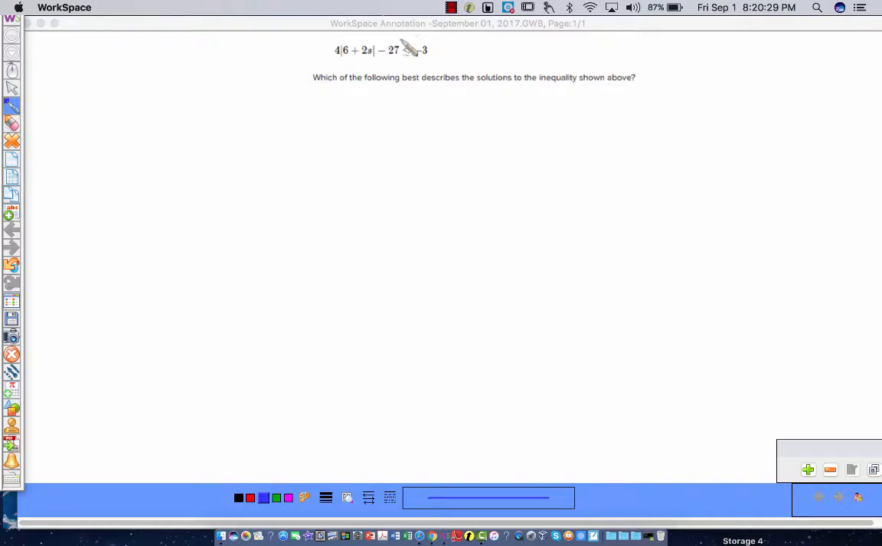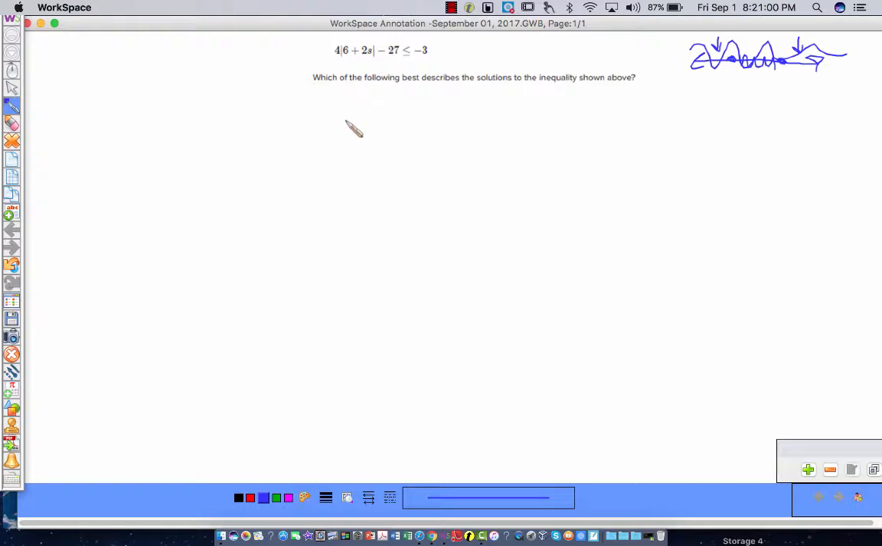So here we go. This is an inequality, and it involves an absolute value. With an absolute value, there's going to be a range of numbers, so you have to think a little bit about it. On a number line, I'm going to have a couple of points, and my solutions could be to the left of this point and to the right of this point, or in between these two points.